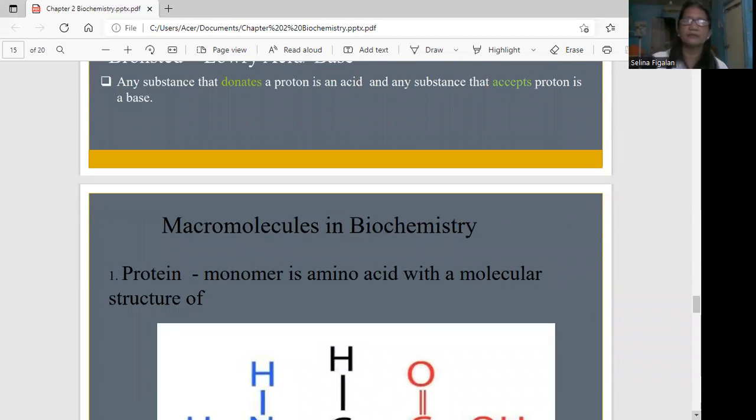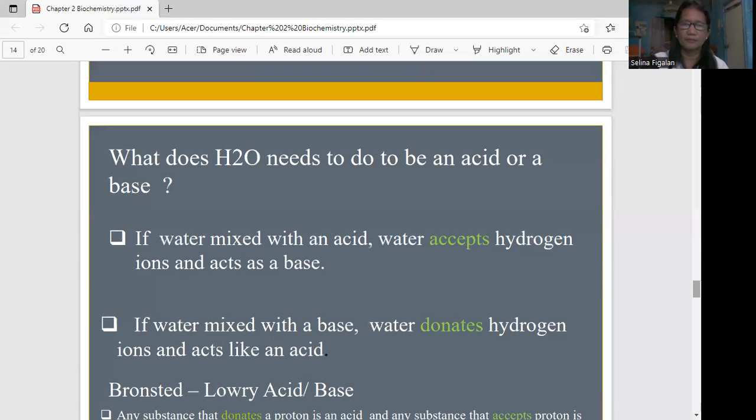Just remember, if the substance donates, that is an acid. If the substance accepts, it is a base. According to Lowry, I can't pronounce it, Bronsted-Lowry acid or base.